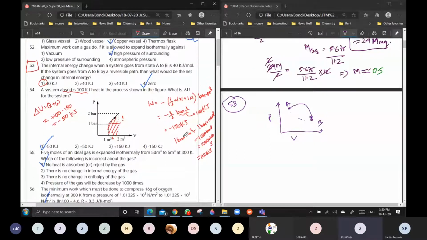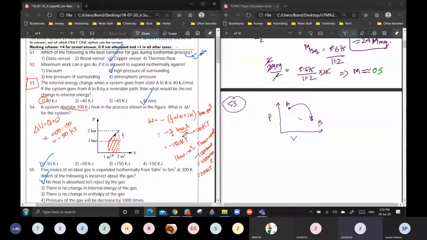Sir, in the 53rd, when it again comes to A, the final and initial points are the same. They did not give a cyclic process, sir. It is giving A to B here and A to B here also. It should have been B to A, then the answer would be 0. Sir, in the paper they gave it as B to A? No, sir, A to B only they have given, sir.